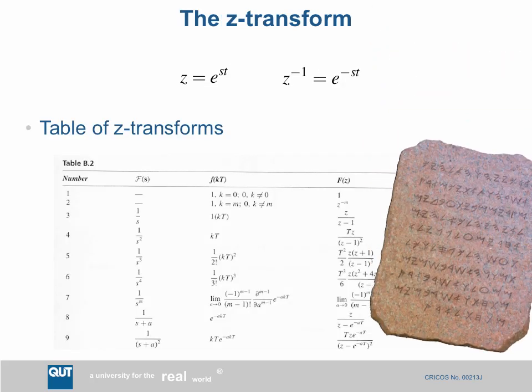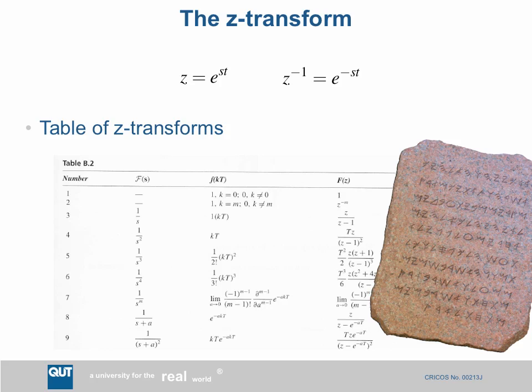Another technique for converting a system from the S-plane, from the Laplace domain, into the Z domain, is to look up the S-plane expressions in a table of Z transforms. So here's a little snippet from the PDF document that I've made available via Blackboard. The second column lists transfer functions expressed in terms of the Laplace variable S, and their equivalent in the Z-plane is in the fourth column. So this is yet another way of transforming from the S-plane to the Z-plane.